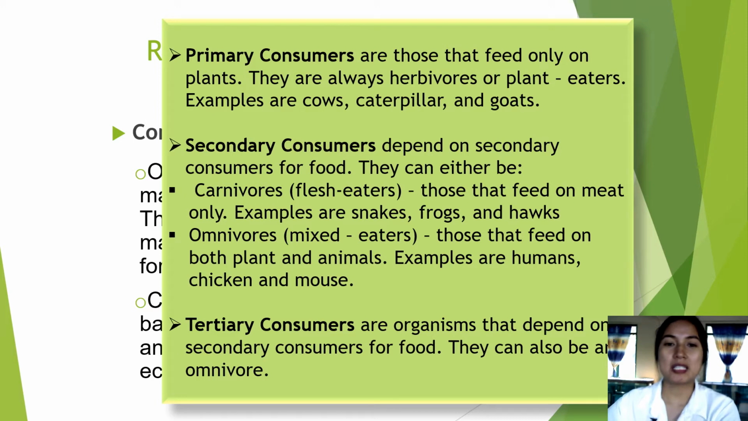Omnivores are the mixed eaters, those that feed on both plants and animals. Examples are humans. Yes, that's right. We are omnivores. And chickens and mice. Tertiary consumers are organisms that depend on secondary consumers for food. They can also be omnivores.